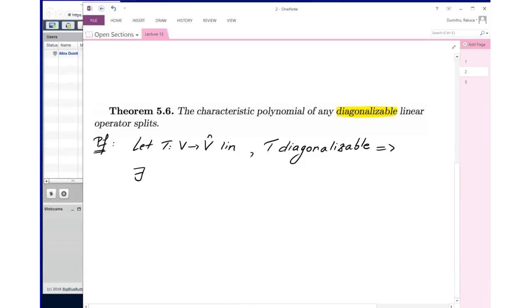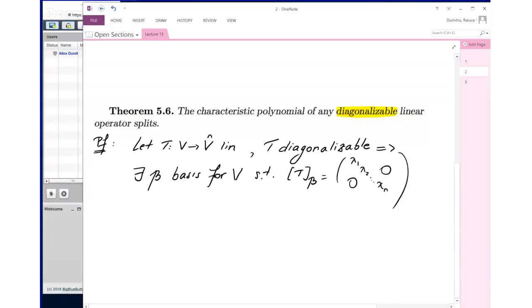So because T is diagonalizable, there exists beta, a basis for V, such that the matrix of T in the basis beta is diagonal, and it will have on the diagonal the eigenvalues of T. All right, so then the characteristic polynomial, that is the one we need to show splits, is the determinant of that matrix minus t identity, n by n.